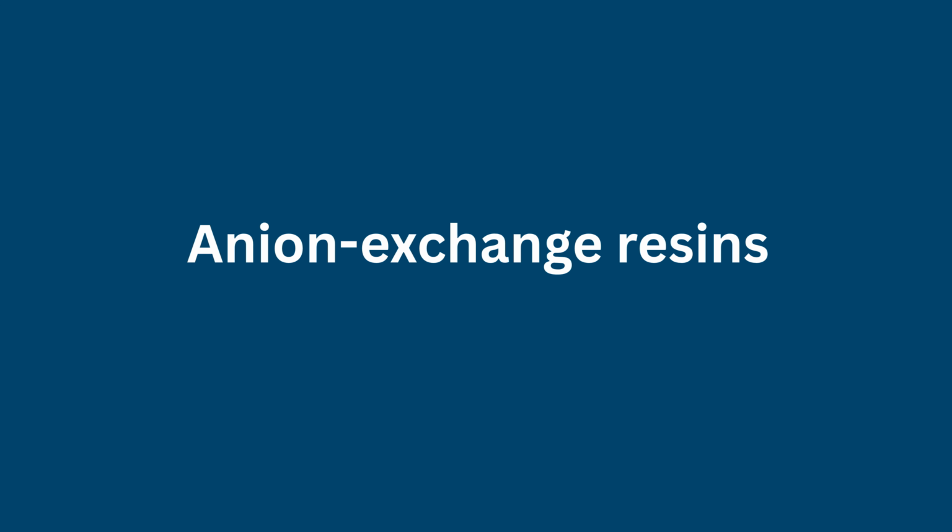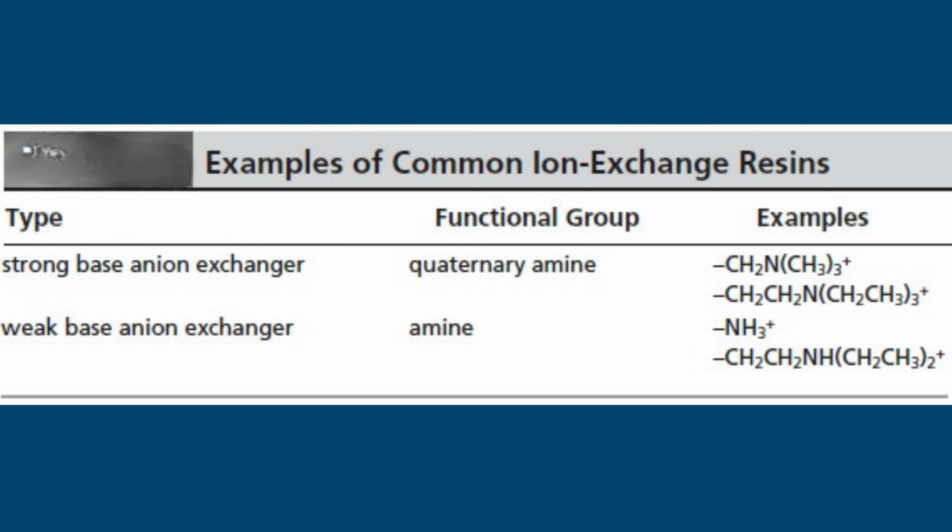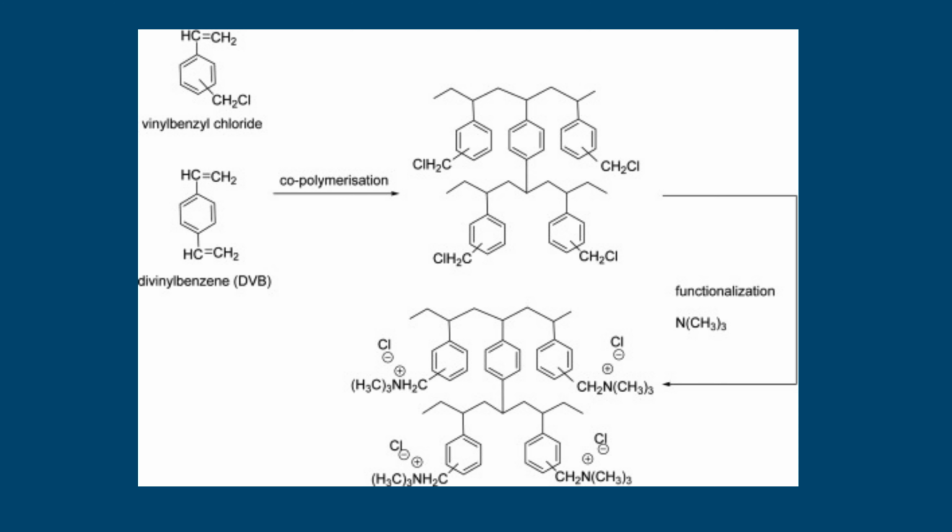Anion exchange resins. Anion exchangers require positively charged functional groups. A common industrial route is PS-DVB to chloromethylated PS-DVB to amination to quaternary ammonium resin. For example, treatment with trimethylamine produces a strong base quaternary ammonium exchanger.